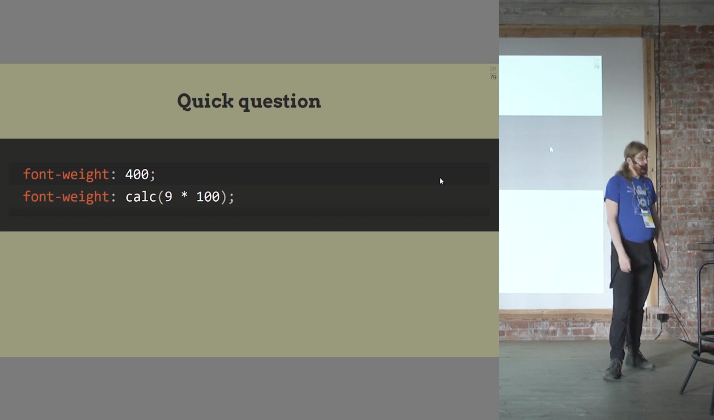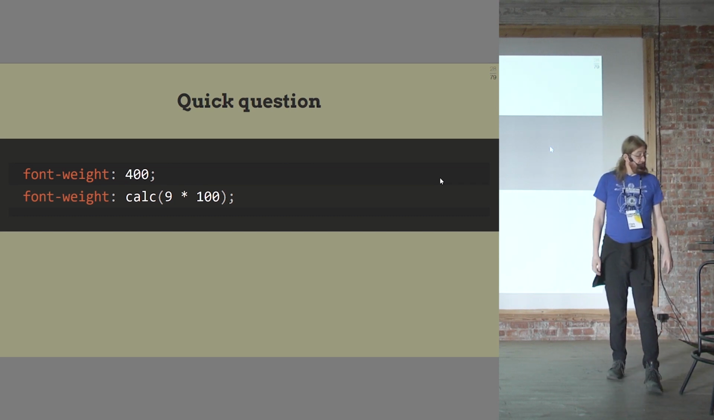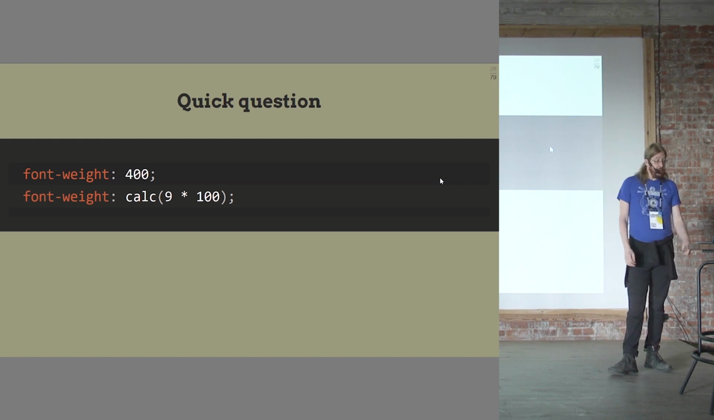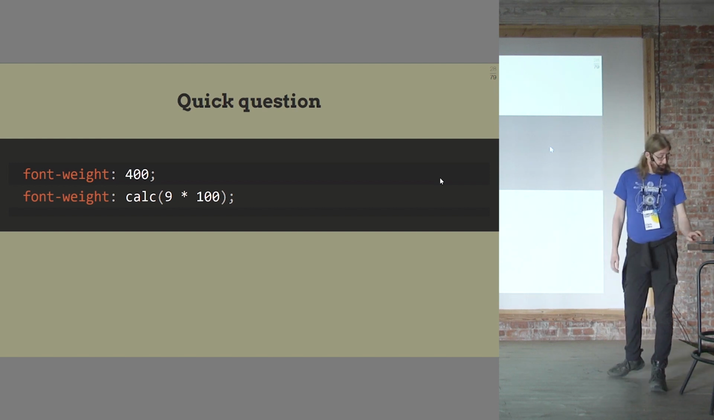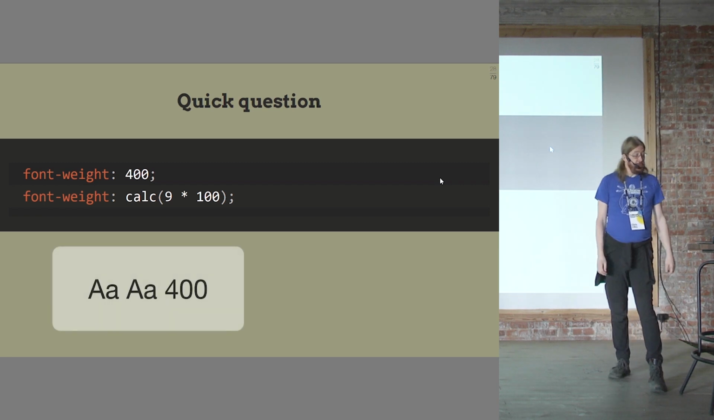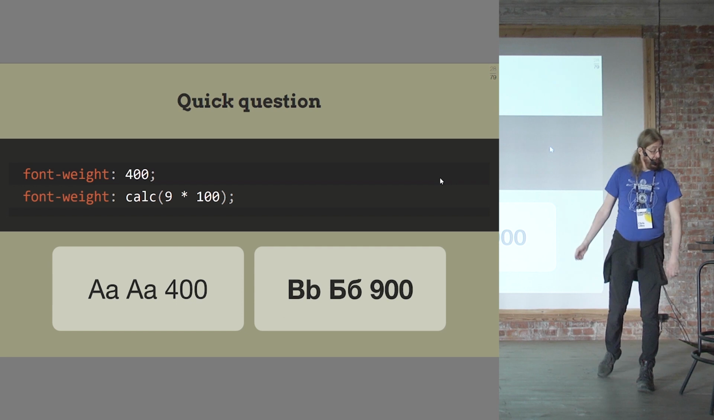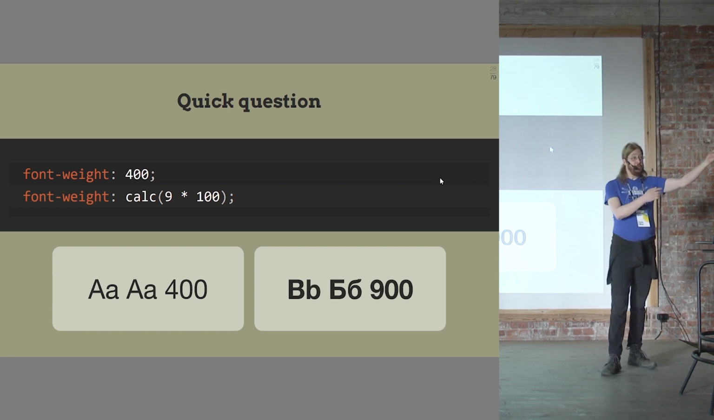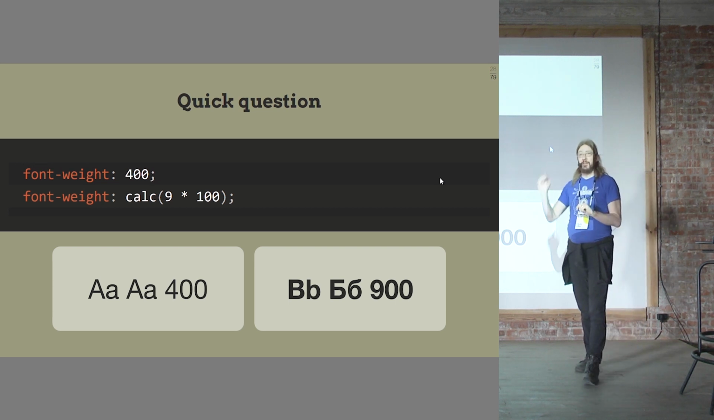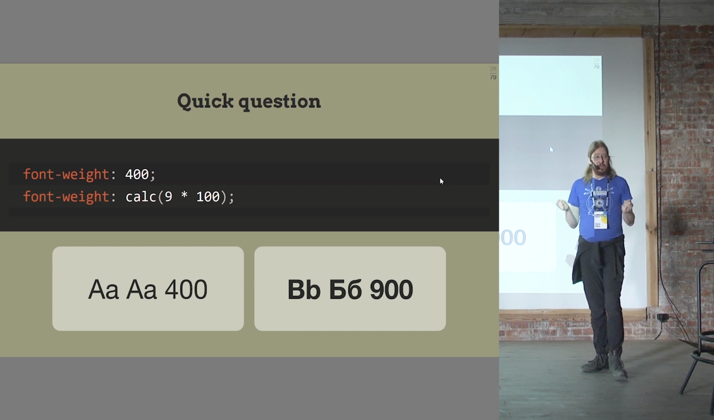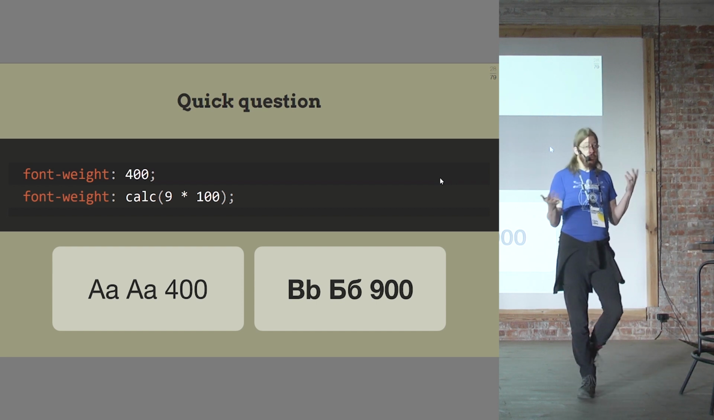But before we go on, just to make sure everyone's still awake, a question for you. First of all, I set font-weight to 400. And then I set it to calc(9 * 100). Multiple choice question. Is it A, 400, or B, 900? Hands up for 400. Hands up for 900. That's what you'd expect, right? Hands up for we don't trust you, Chris. This is a trick question.